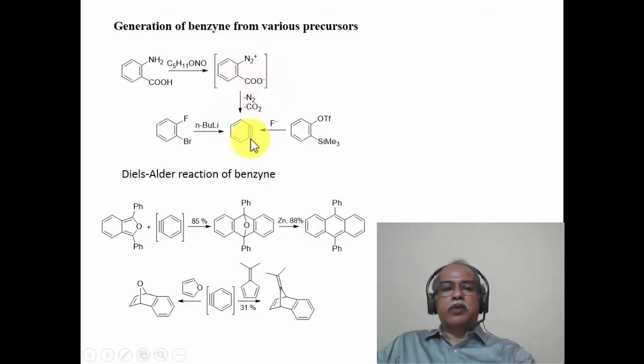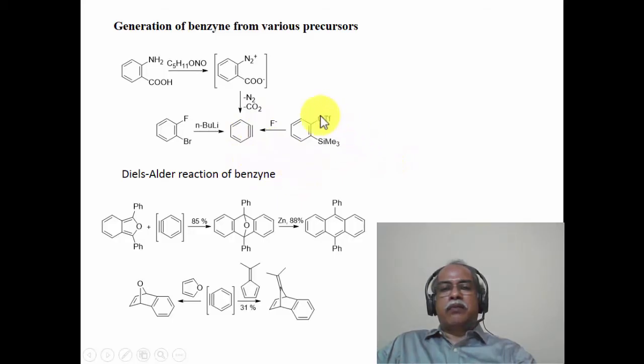The benzyne so produced can be trapped. We will see the trapping by Diels-Alder reaction in a little while. Benzyne can also be produced by the treatment of ortho-fluorobromobenzene, for example, using butyl lithium. When this molecule is treated with butyl lithium, initially a halogen exchange reaction with lithium takes place. So, the C-Br bond is broken and you generate a carbanion, which is the lithium salt that is produced. That carbanion undergoes elimination of the fluoride to produce benzyne as the product.